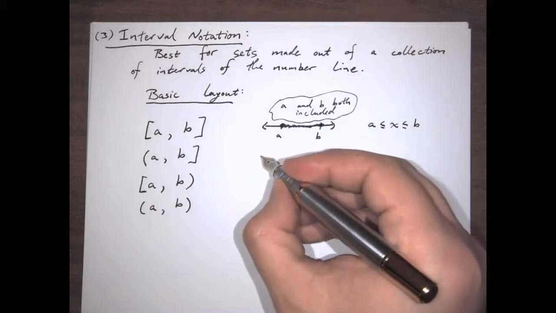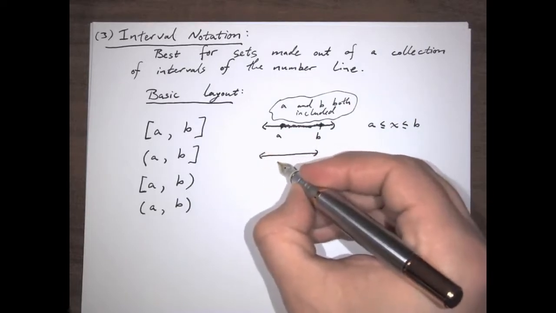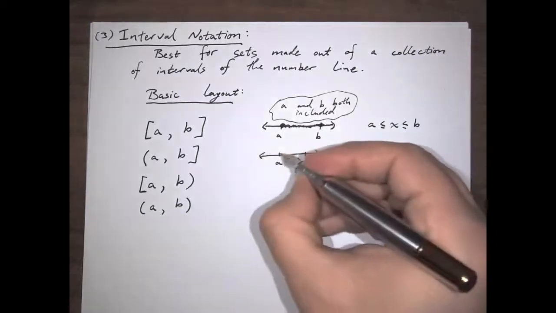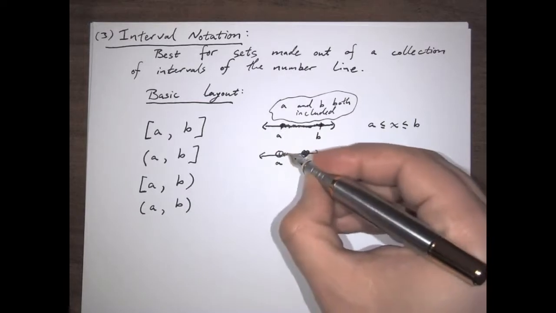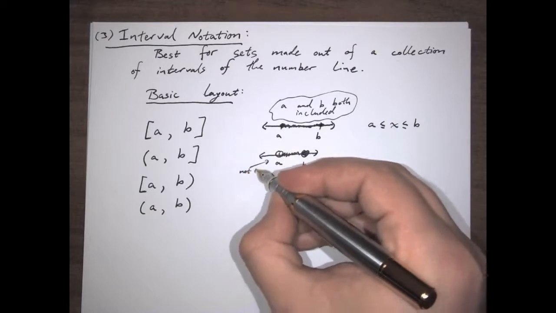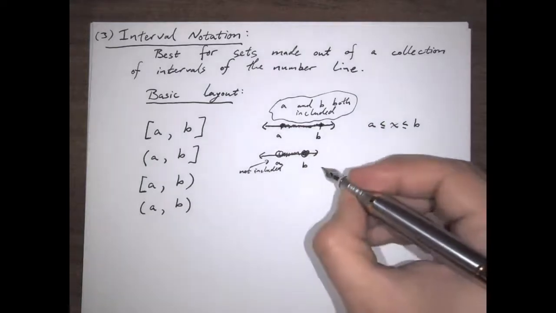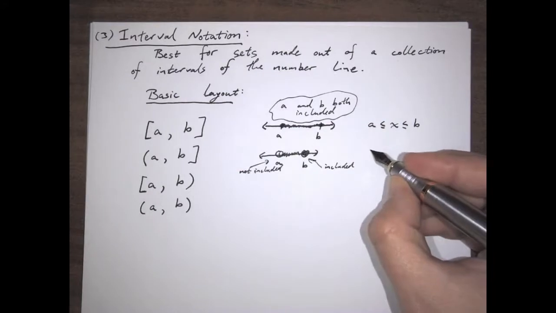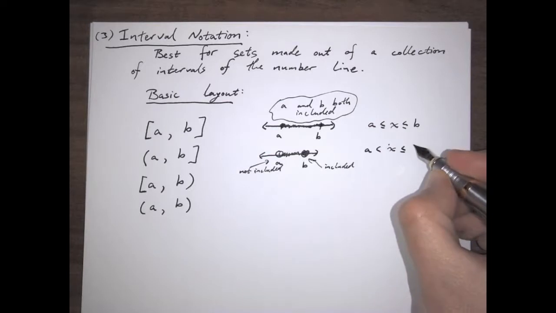Here, what we would be talking about is, again, an interval from A to B, but now the A would be an open circle and the B would be a filled in circle. So A is not included, B is. What that would mean is we have just A less than X less than or equal to B.